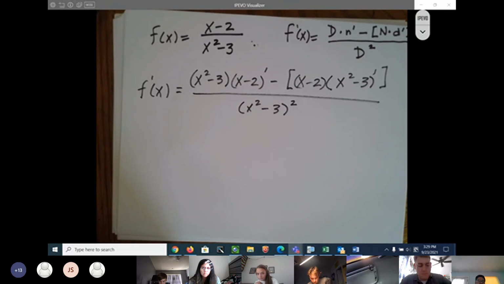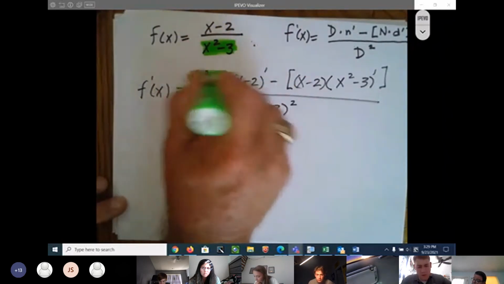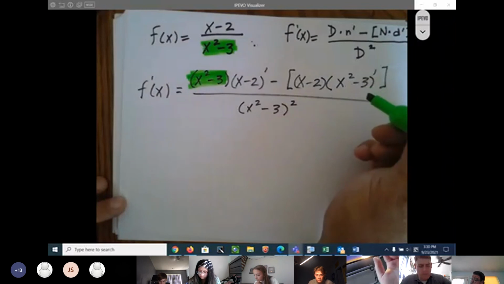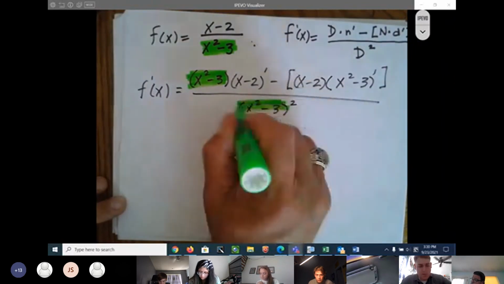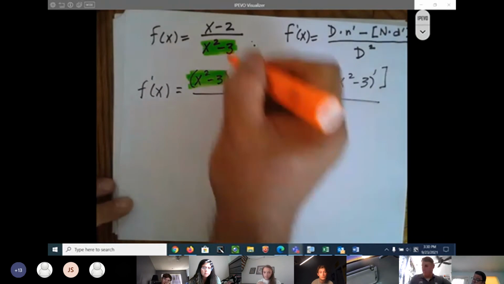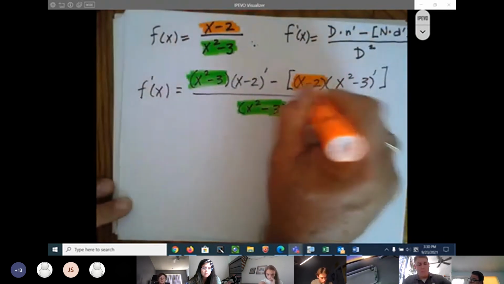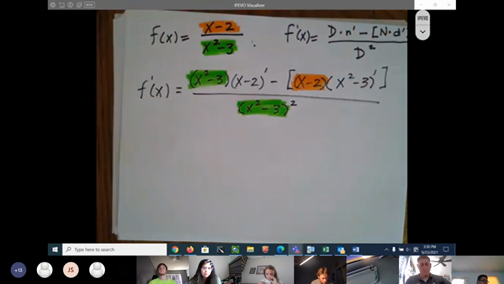Anybody notice anything different? Nobody noticed anything different. And these are going to be pink because I'm going to take the derivative of them.